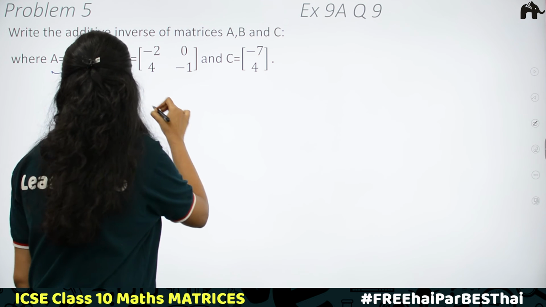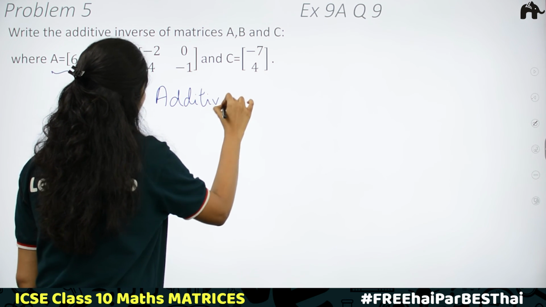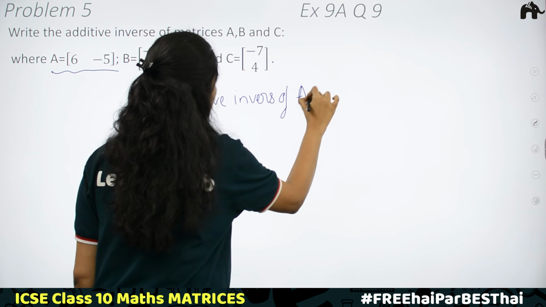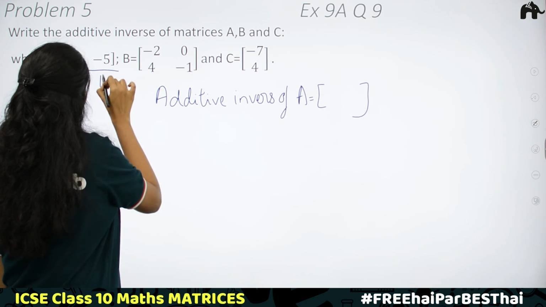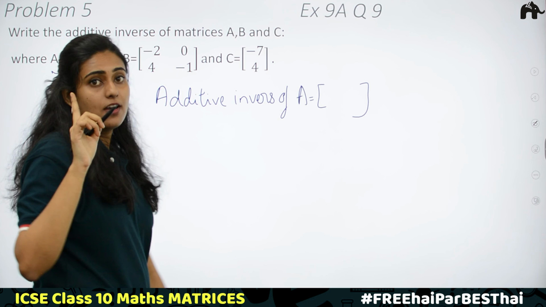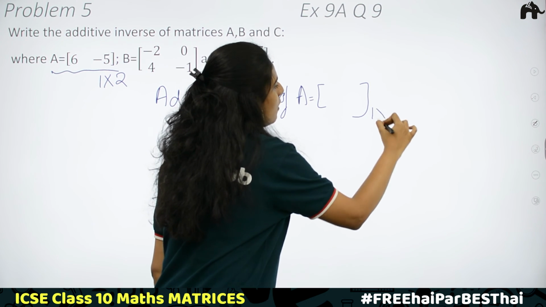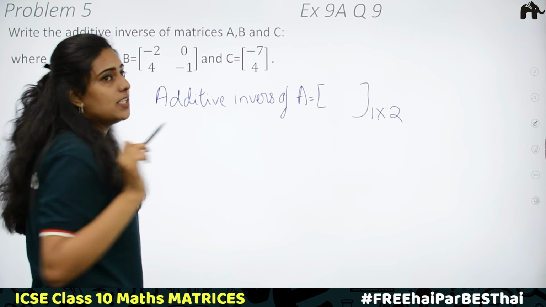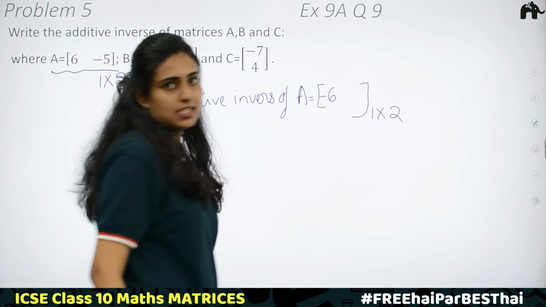So, the additive inverse of A is equal to, here A is a 1 by 2 matrix, 1 row and 2 columns. The additive inverse also will be a 1 by 2 matrix. Now the elements, here the first element is 6, therefore in the additive inverse the first element will be minus 6.